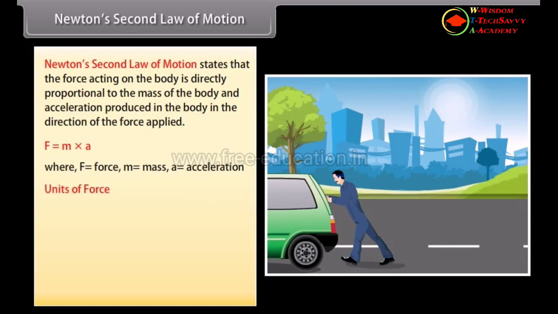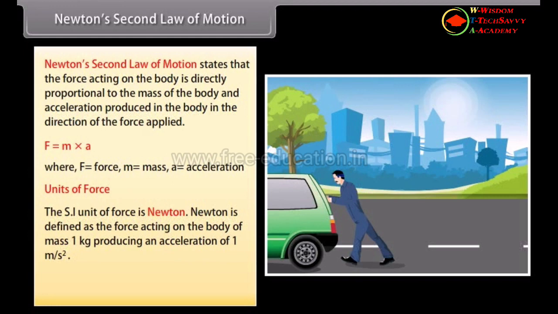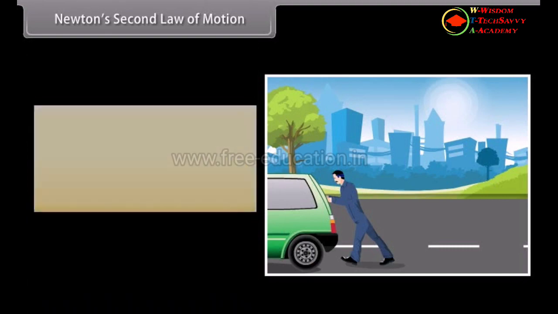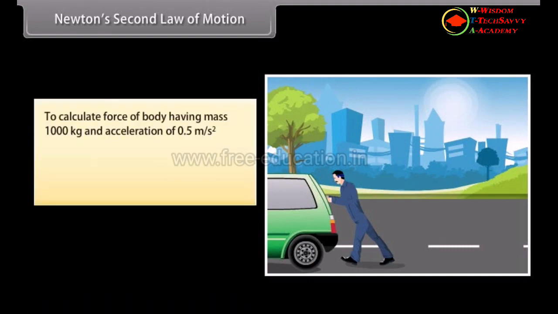Units of force. The SI unit of force is Newton. Newton is defined as the force acting on the body of mass 1 kg, producing an acceleration of 1 meter per second square. Unit is equal to kilogram meter per second square, or Newton. To calculate force of a body having mass 1000 kg and acceleration of 0.5 meter per second square, F is equal to 1000 into 0.5, which is equal to 500 Newton or kilogram meter per second square.